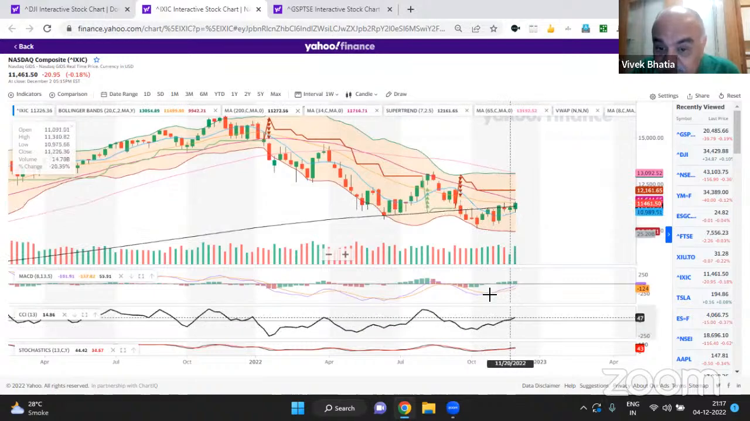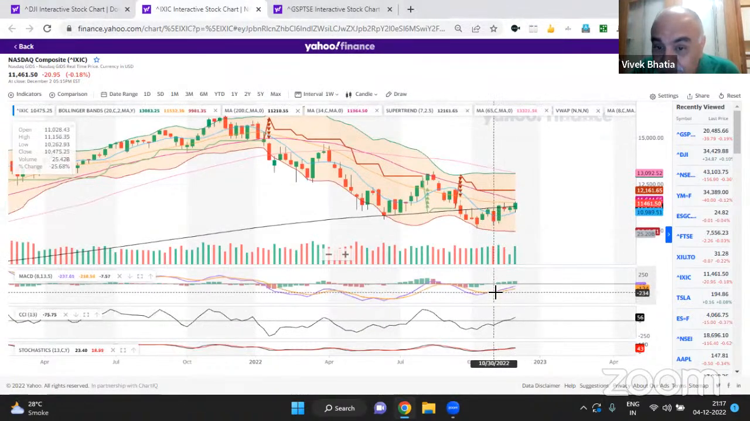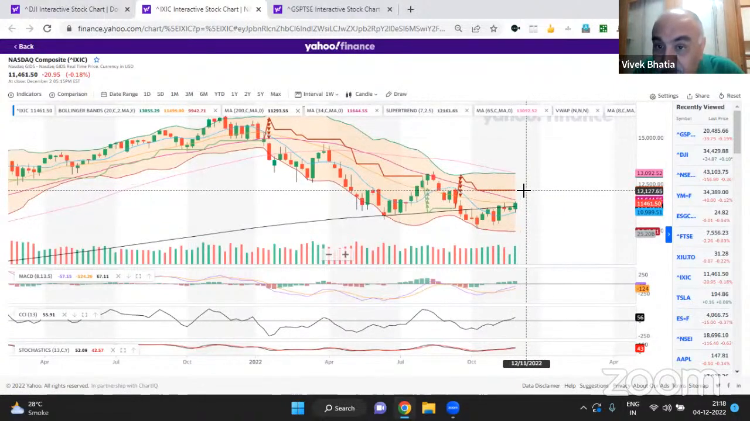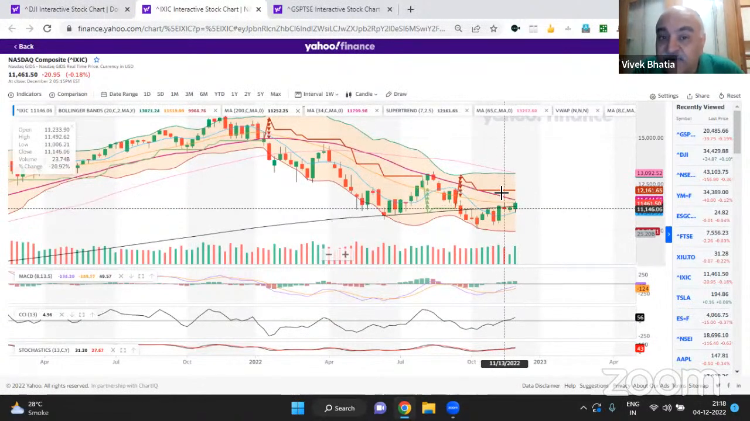Second, MACD crossover here and the green histograms have started to form. CCI is climbing, which is nice. Stochastic at 52 and 42, very nice, bullish in phase. So look for an uptick up to the super trend on a weekly chart of 12,161.